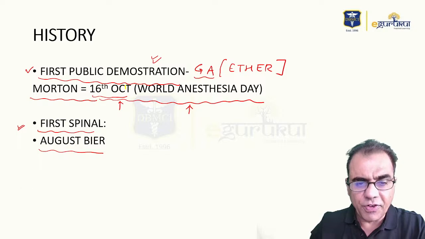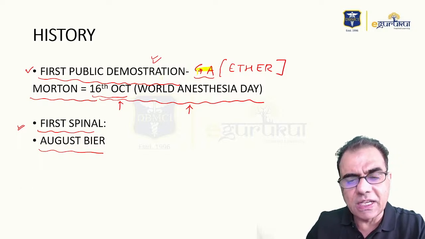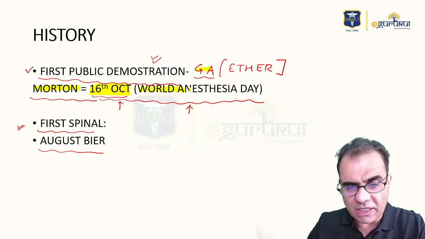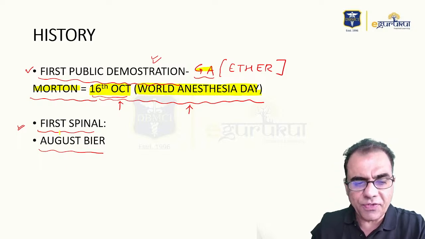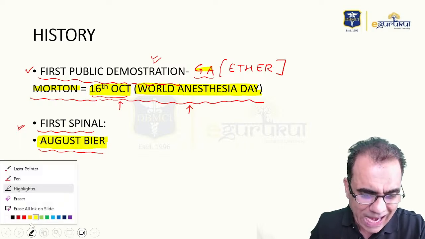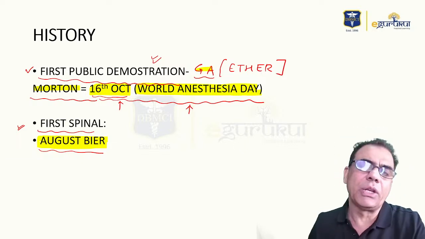The first public demonstration of general anesthesia was by Morton on 16th October, and that's why, as I told you, even today we celebrate 16th October as World Anesthesia Day. And second is the first spinal anesthesia in human beings, which was given by August Bier. These are the two most important landmark points in history that you should know.